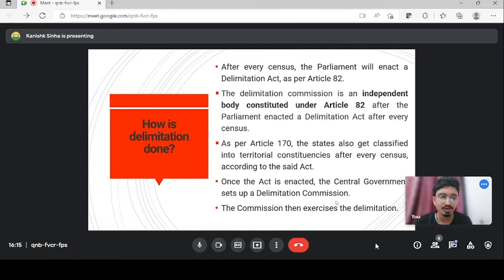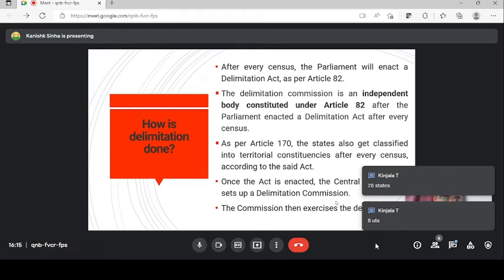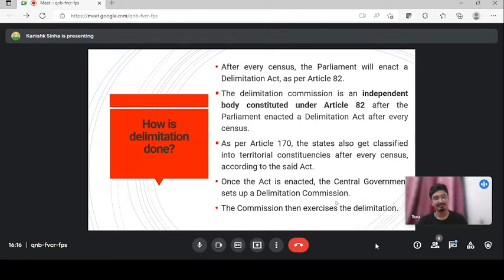Okay, so how many present states and union territories are there, guys, in India? Either of the states might, because of the change in the population, have their boundaries altered by the central government. This is very important. According to Article 82, it is the Parliament which will be enacting the Delimitation Act. Yeah, very good, 28 states and 8 union territories. Okay, good. So this is the process of delimitation.